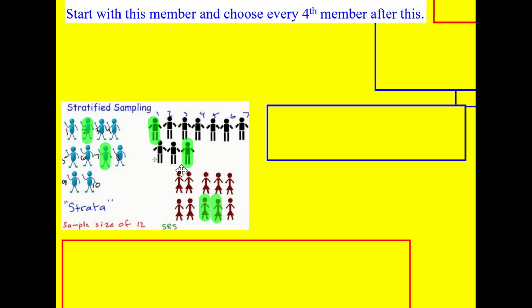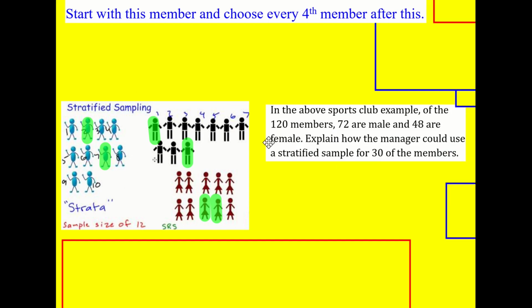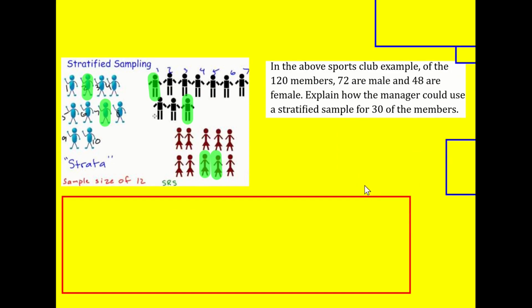It could just be that you're unlucky and you pick loads of children by accident. You'd say probability should get the right proportions, but it won't guarantee it. And then with systematic, it won't be guaranteed either. This is the main focus of stratified sampling. We guarantee the right proportions. So if we look at an example, let's go back to our sports club, 120 members, 72 are male and 48 are female. How could the manager now guarantee a stratified sample for 30 of the members?